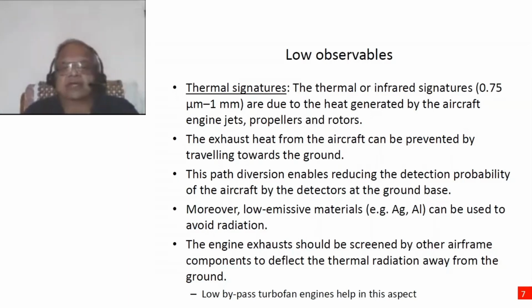from the missile by traveling towards the ground, so that when the missile sees, it doesn't see it directly, it sees only a part of the engine's exhaust, because the exhaust is now pointed upwards since the aircraft is flying towards the ground. This path divergence, as it's called sometimes, enables reducing the detection probability of the aircraft by detectors at the ground base or even on the aircraft base.